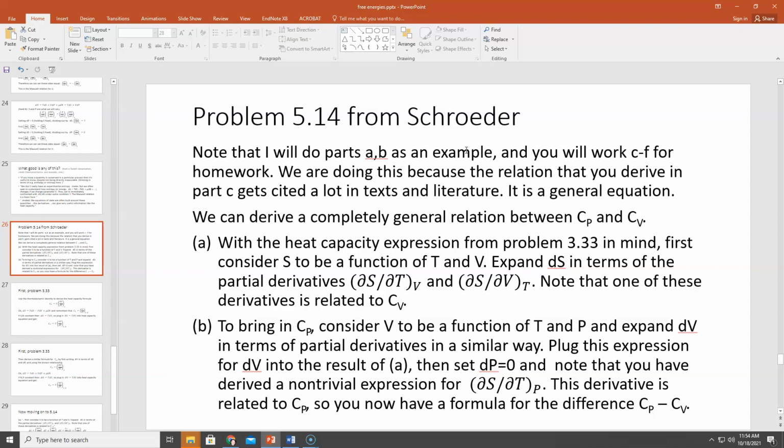Problem 5.14 from Schroeder says, we can derive a completely general relationship between Cp and Cv. With the heat capacity expression from problem 3.33 in mind, first consider S to be a function of T and V and expand dS in terms of the partial derivatives, partial S with respect to T and partial S with respect to V, holding V and then T constant respectively. And note that one of these derivatives is related to C sub V, which is the heat capacity at constant volume. To bring in C sub P, the heat capacity at constant pressure, consider V to be a function of T and P and expand dV in terms of partial derivatives in a similar way.